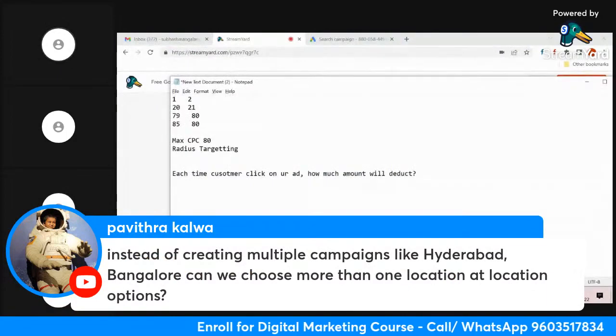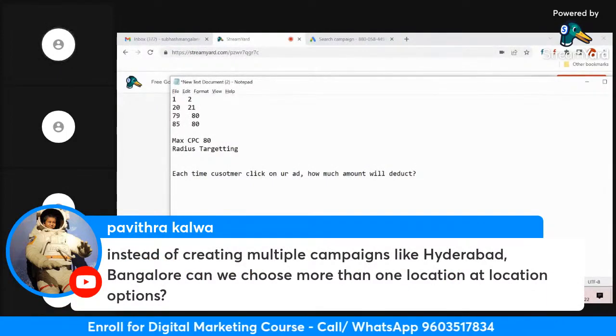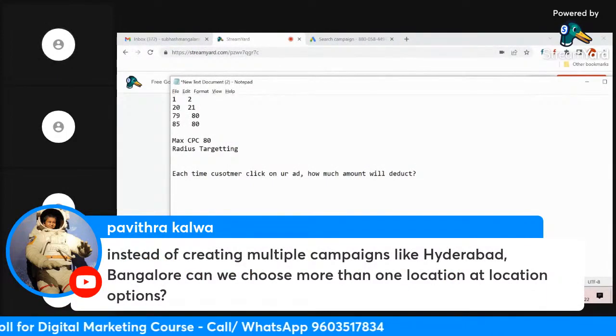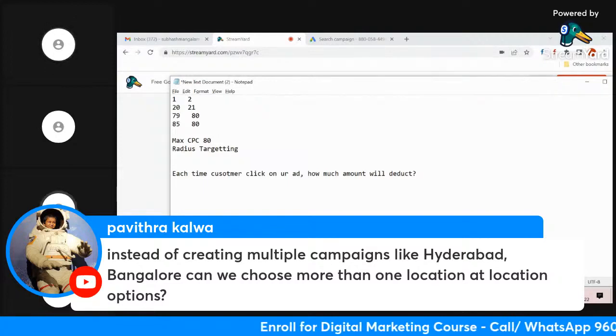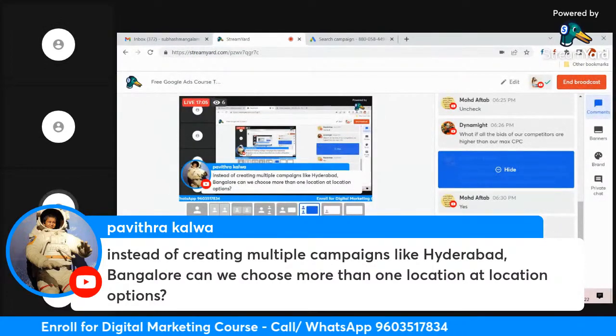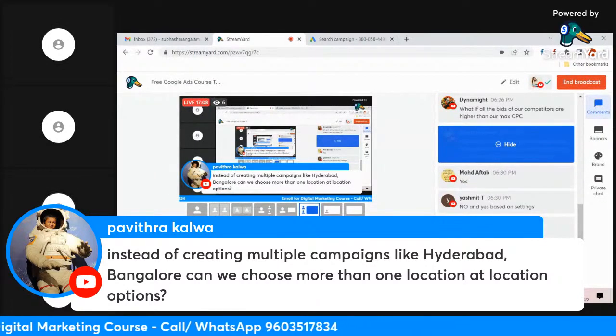My question is again, the keyword we are targeting is digital marketing course in Hyderabad, and the customer is in Hyderabad only. Okay, the ad will appear. This is true. But he is in Bangalore, not in Hyderabad. I selected only Hyderabad, so he can't see the ad. The radius we selected was Hyderabad, so he can't see the ad.